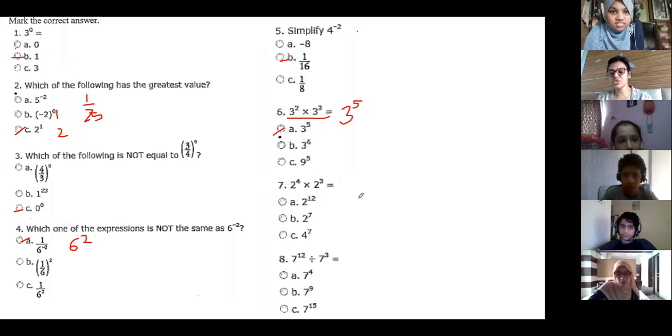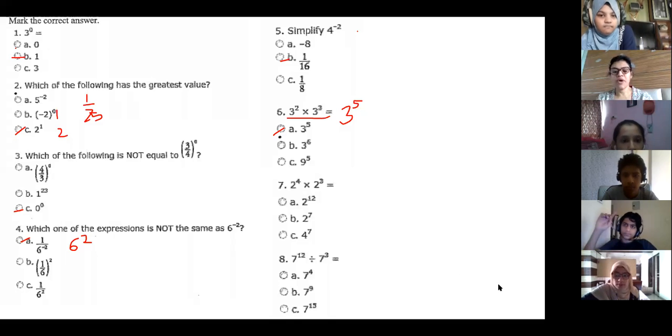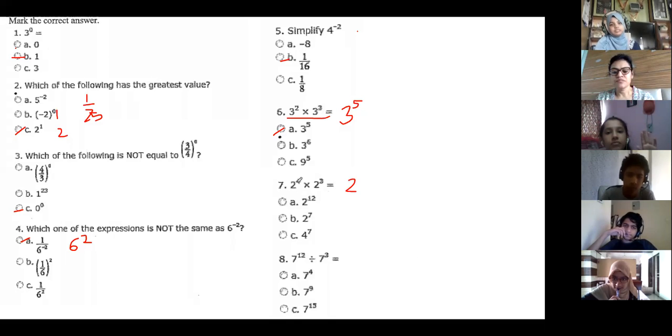Now who will do this one? Humaira, I have not asked Humaira yet. Yes, Humaira, same law you have to use. What is the answer? 2 raised to 4 plus 3. Yeah, correct. 2 raised to 7.